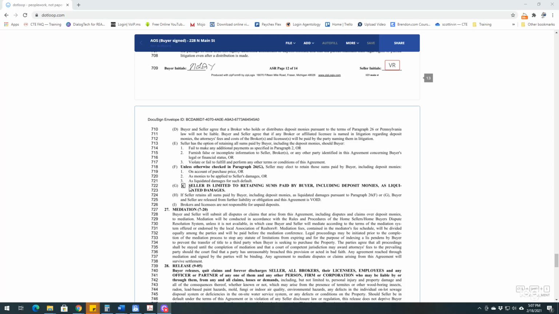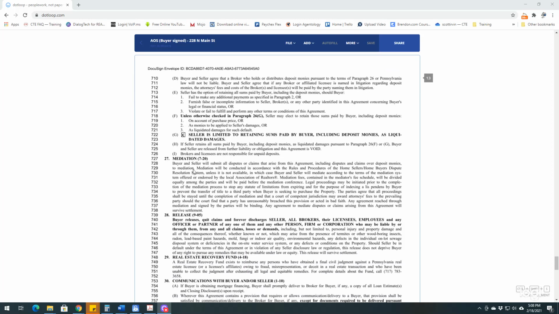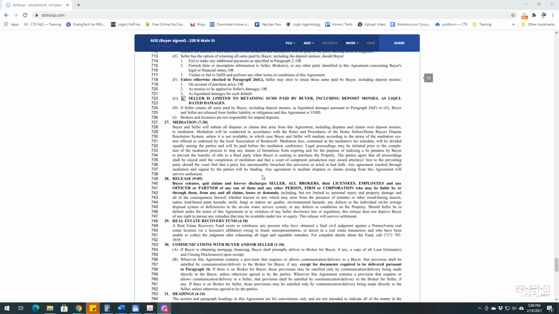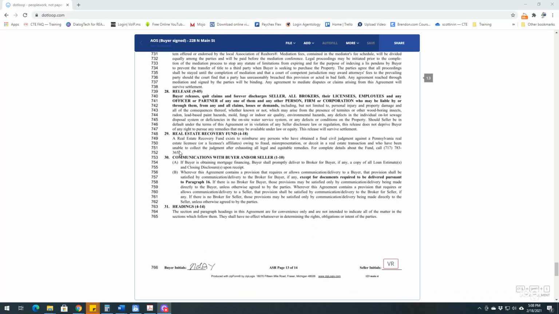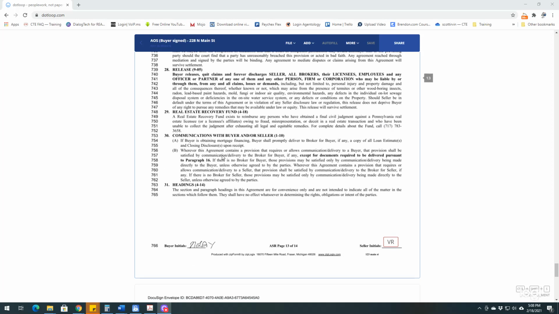This here is marked that the seller is only limited to retaining the sums paid by the buyer, including deposit monies, as liquidated damages, meaning they can't sue them for the full purchase price. They can only go after their deposit money. 27 states that all parties will agree to mediation before going to court and filing a lawsuit. 28 is standard releases. 29 just states that if anyone does anything fraudulent in this transaction with the licensee, you could be entitled to money from the state by calling that number.